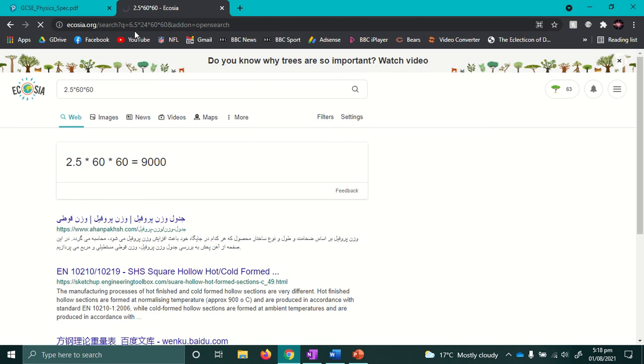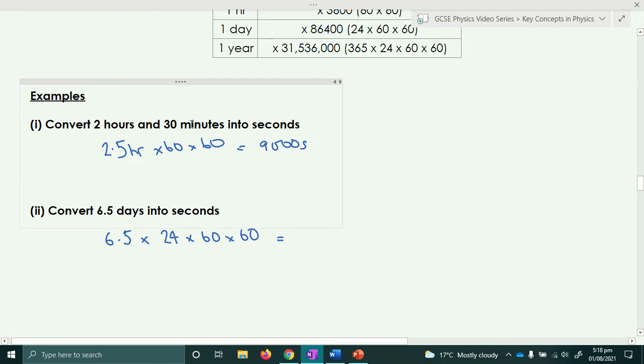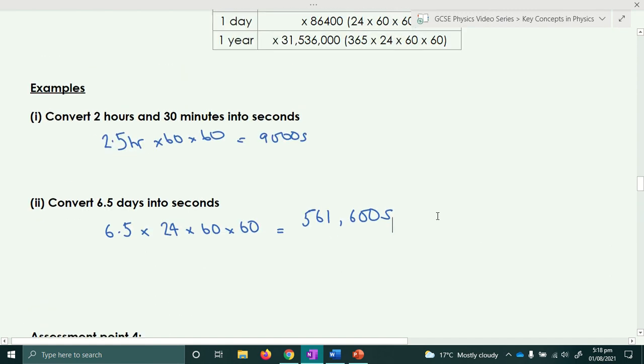Well, this is tedious, isn't it? Alright, this is handy. I'm sitting here with a phone, so let's just whip that out and do the calculation on there. 6.5 times 20 times 60. 60 times by 60 gives me quite a long number. So I've got 561,600 seconds in there. I'll stick to using my phone as a calculator from now on, I think.